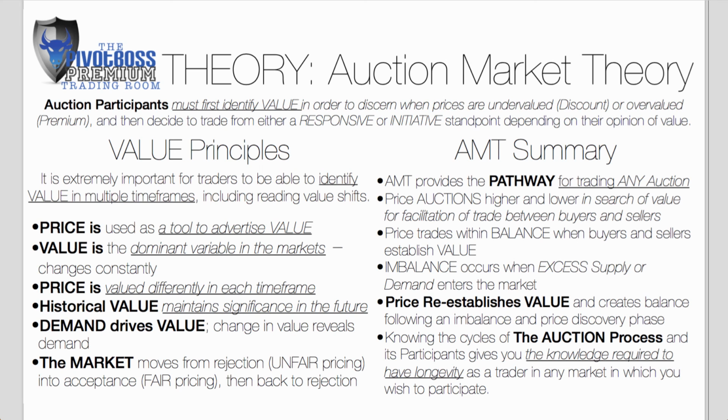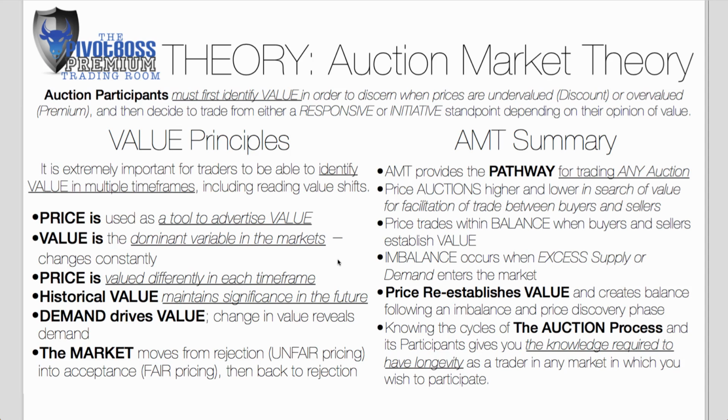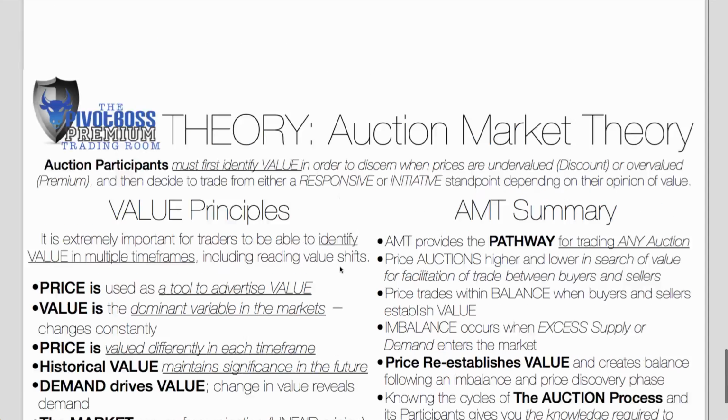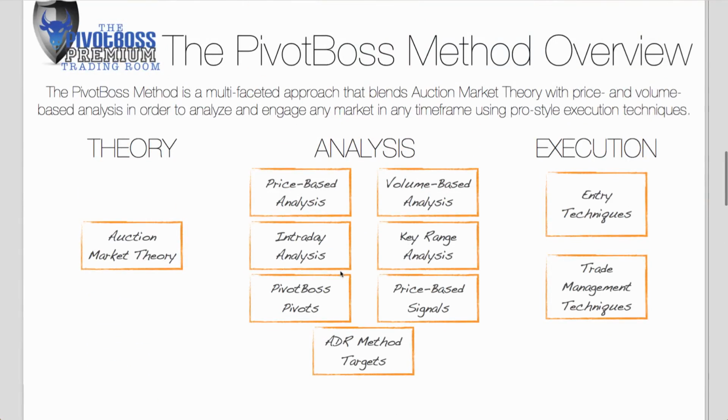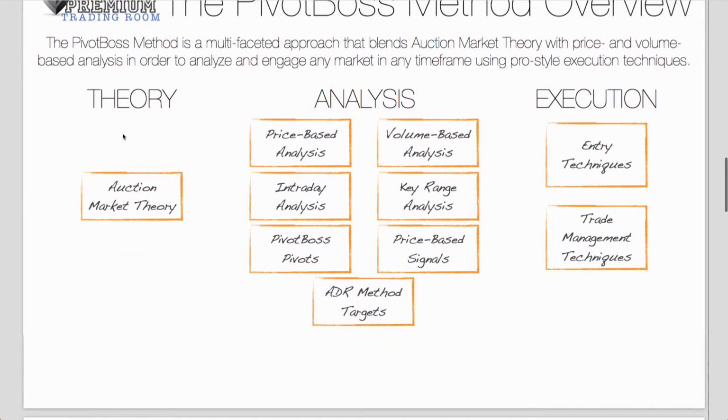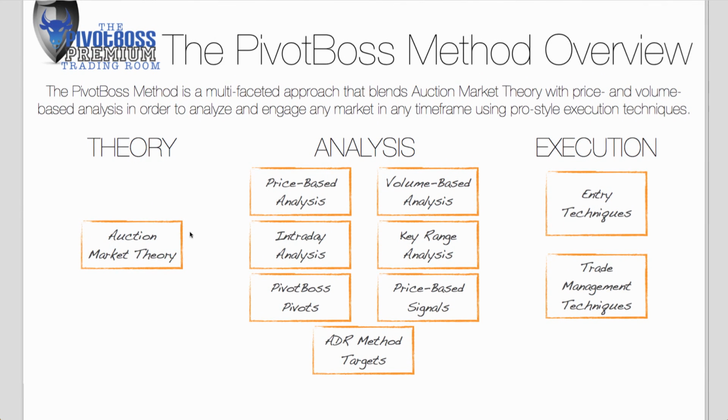And hopefully you all enjoyed part one of the executive training series. Again, this was part one, the PivotBoss Method overview, auction market theory. And it's really these concepts that I believe will set you up for all of the other analysis and training that will come in the rest of the week. Aside from this, obviously we have all of the various components of the PivotBoss method to look forward to. We just knocked out auction market theory right here.